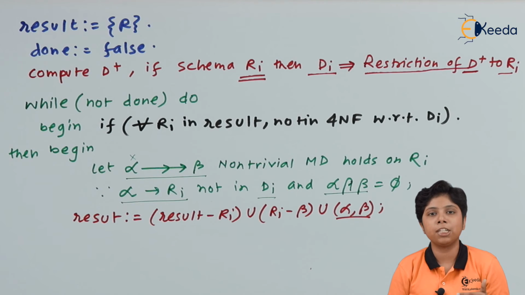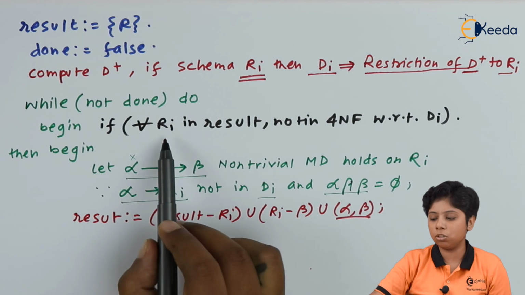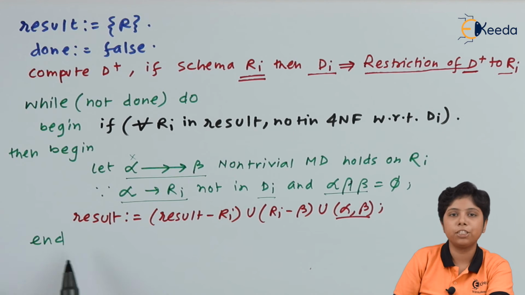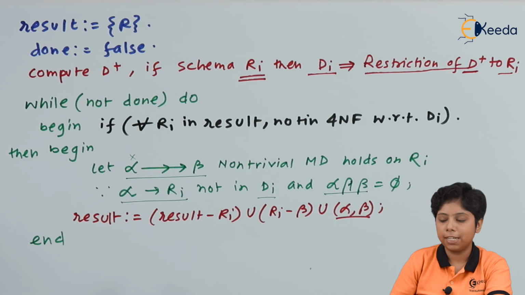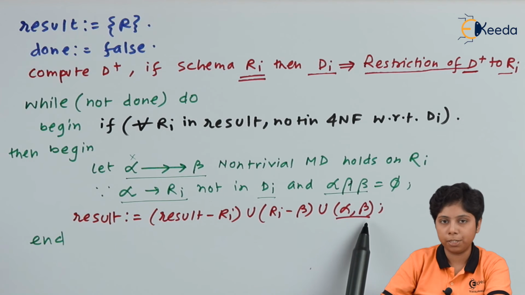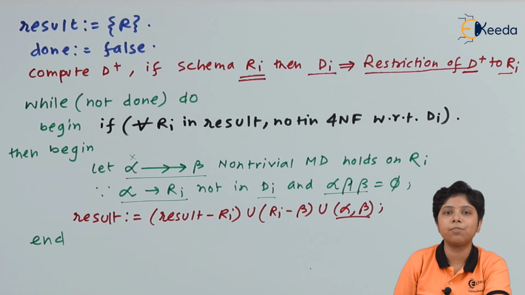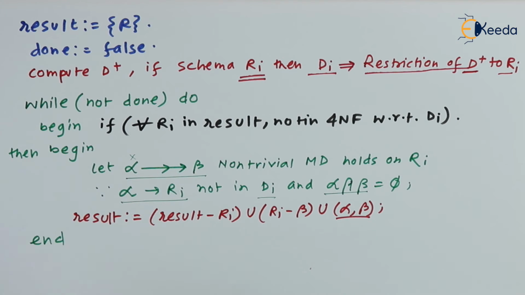So now we should continue this until we find a result where done becomes true, that is, there is no Ri that is present in result but not in 4NF with the restrictions. Now that we have made our result the new result, formed by subtracting Ri and adding Ri minus beta and alpha beta, we should end our loop, because we should continue until all the Ri's in the result are in 4NF with the restriction Di.